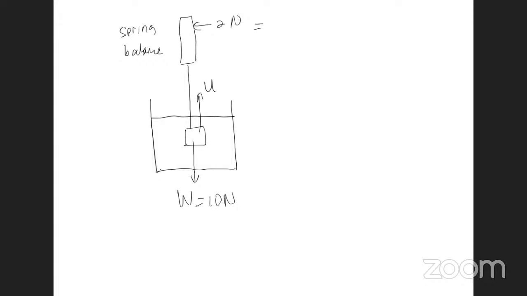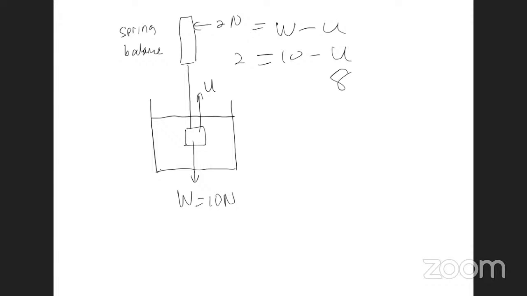represents W minus U. W is 10 and U, we have no idea. So 10 minus U is 2. So how much is U? How much? Well, 8. The answer is 8. 10 minus 8 is 2.